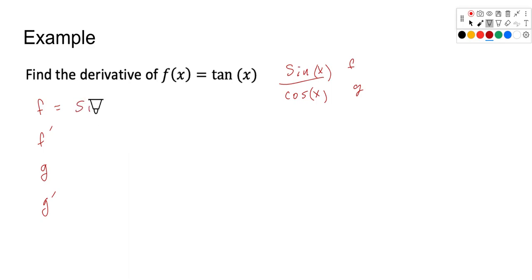f is sine of x. What is the derivative of sine of x? Cosine x. Okay, so you get this practice all the time too. And then g of x is the cosine of x. It's the denominator. And what's the derivative of cosine of x? Minus sine of x. Good.